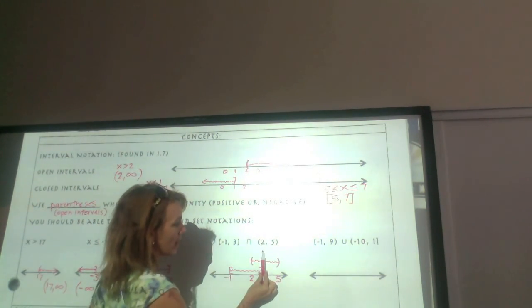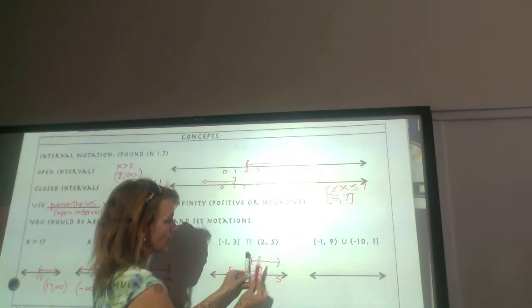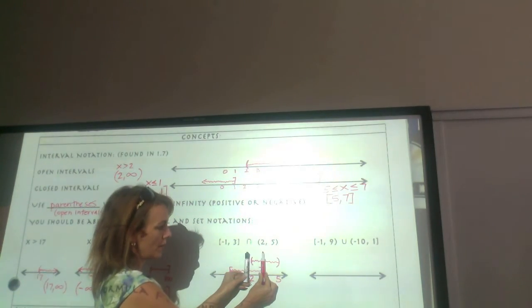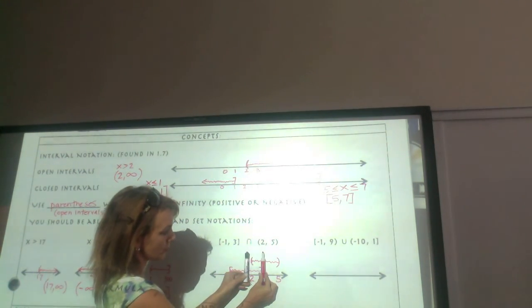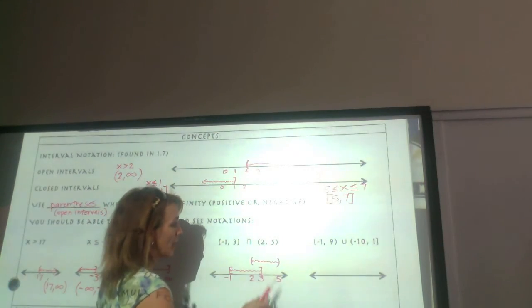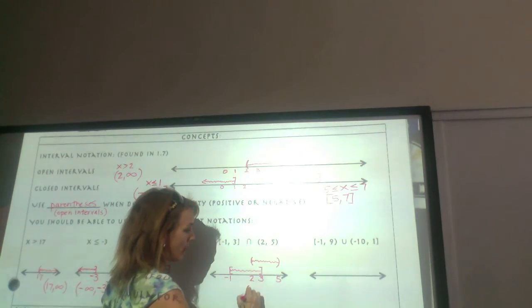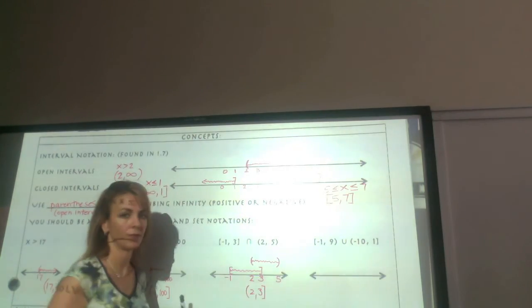To the right of this, only one of them. To the left of this, only one of them. But right in between here, we have shared numbers. So this would be our intersection. And we would write that as, here's my left endpoint, here's my right endpoint. So from 2 to 3 inclusive.